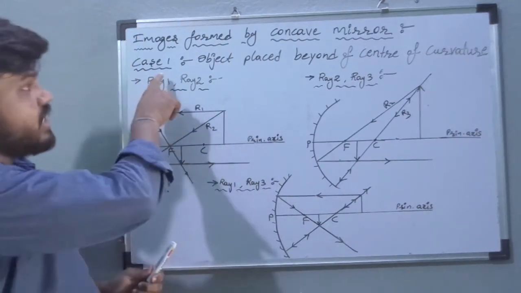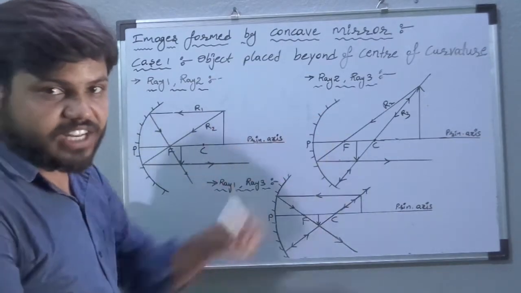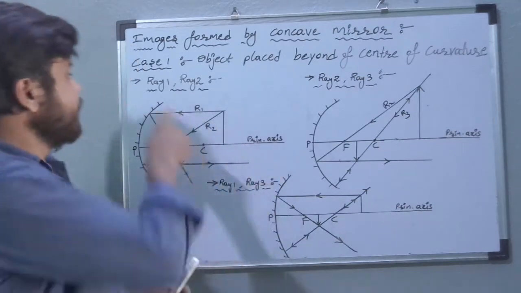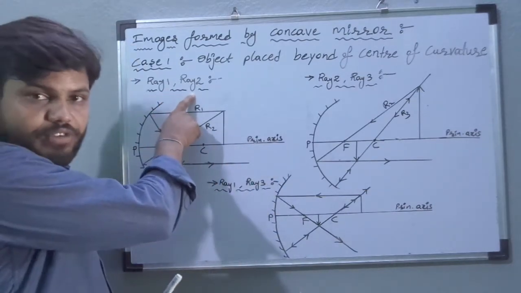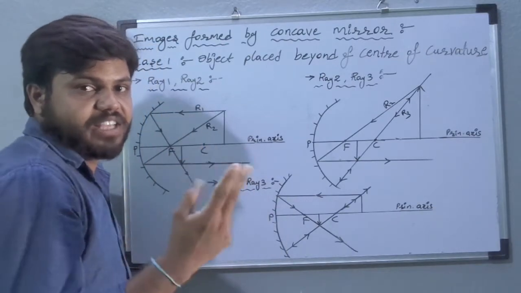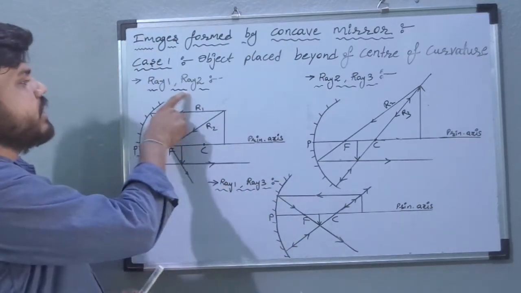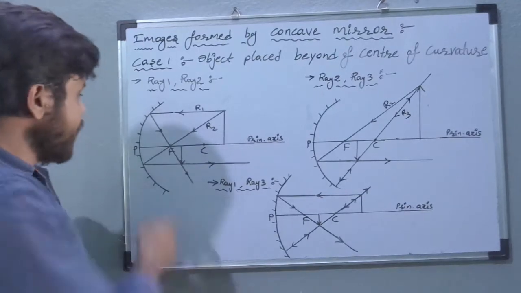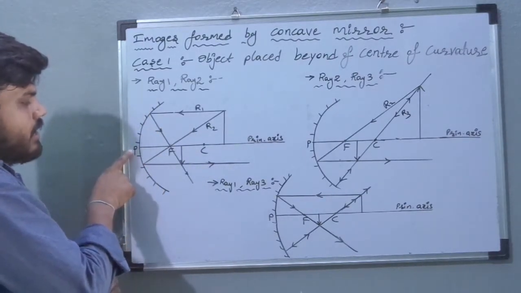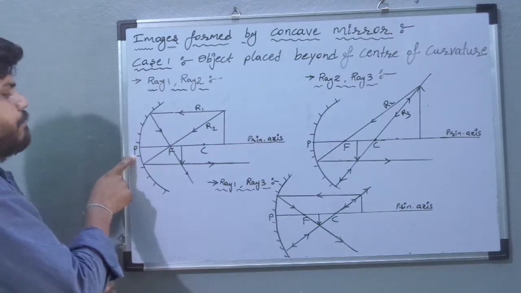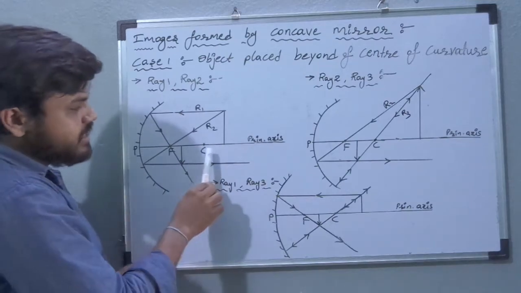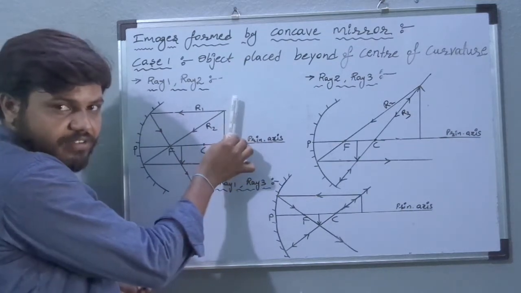Next, see case 1, object placed behind the center of curvature. Out of the three rays, I am taking ray 1 and ray 2. Already we know that to locate the image we need a minimum of 2 rays. That's why I am taking two rays, ray 1 and ray 2. Now I took a concave mirror. Now the focal point I located, I plotted pole, focus, center of curvature. I placed the object behind the center of curvature.